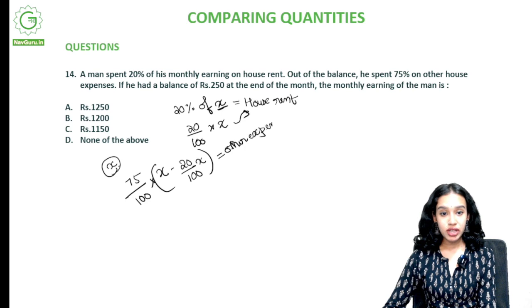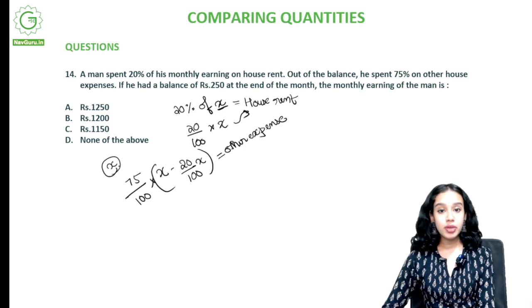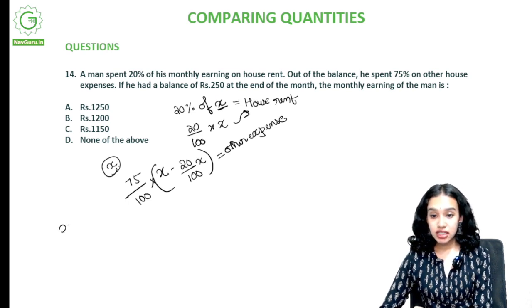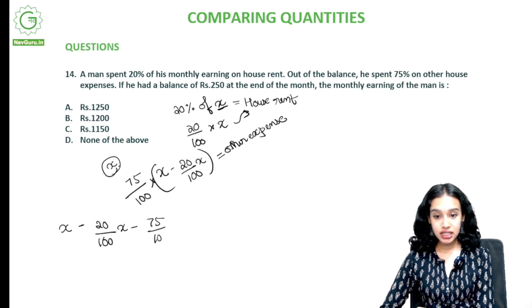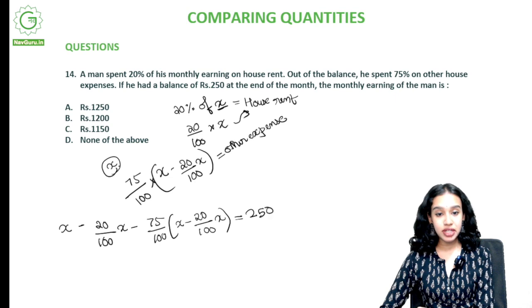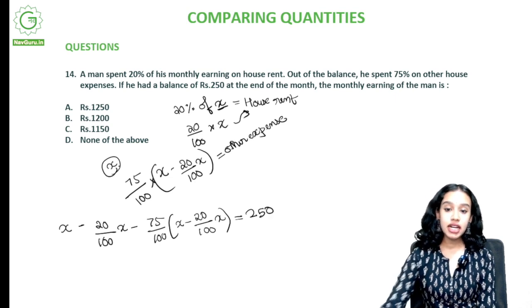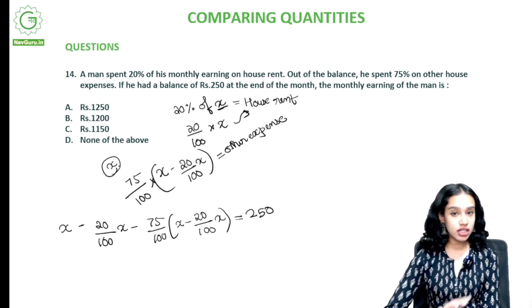right? Now if he had a balance of rupees 250 at the end of the month, the monthly earning of the man is. So now we know that this is the income minus 20 by 100 of X minus 75 by 100 into X minus 20 by 100 of X is equal to 250. What did we do here? We subtracted both of their expenses from the total income here.